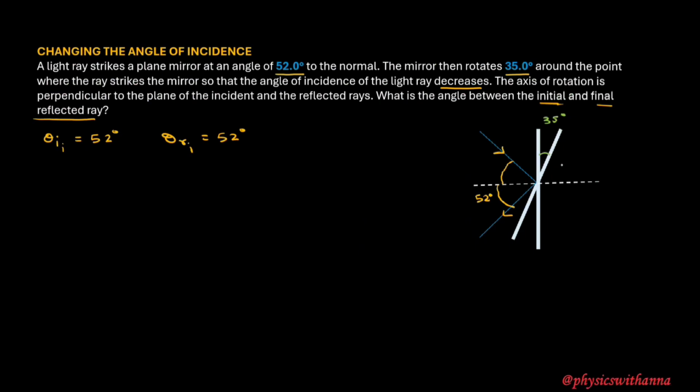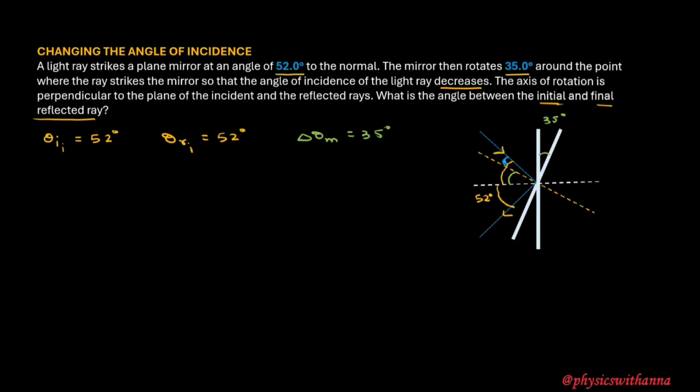If the mirror is rotated by 35 degrees, the normal to the mirror at the new position will also be rotated by 35 degrees. So the angle between these two normals, which I can write as delta theta m, is 35. This angle will be represented by green. Now, if the position of the normal changes, the angle the incident ray makes with the new normal will also change. The normal is shifting towards the ray of light, so the angle of incidence will decrease. This is the new angle of incidence shown in blue.